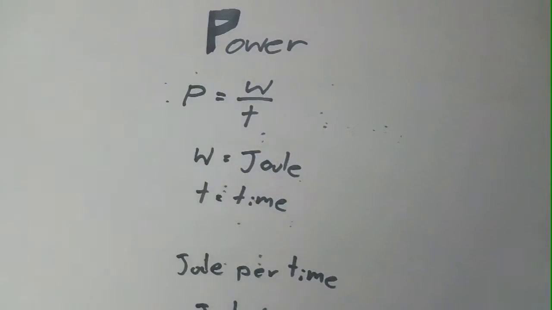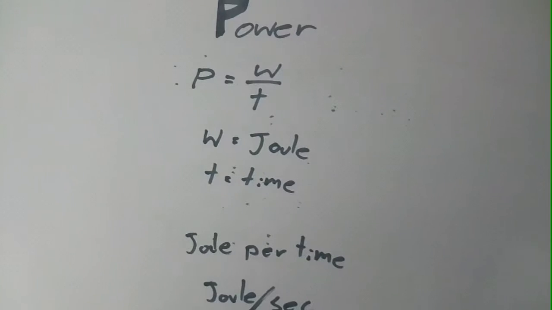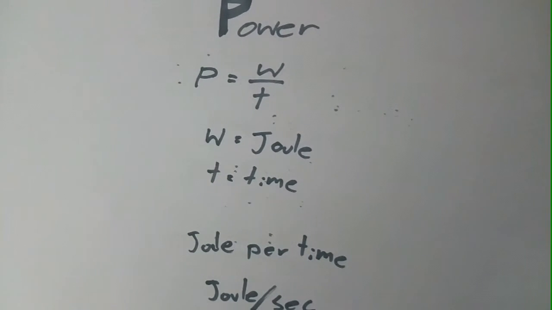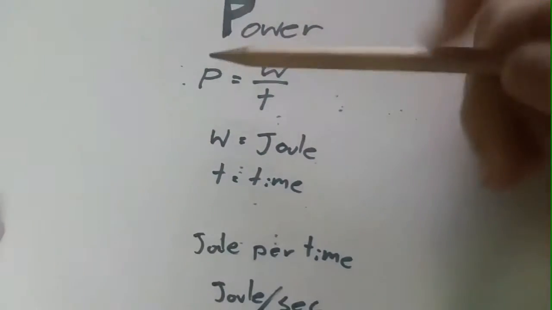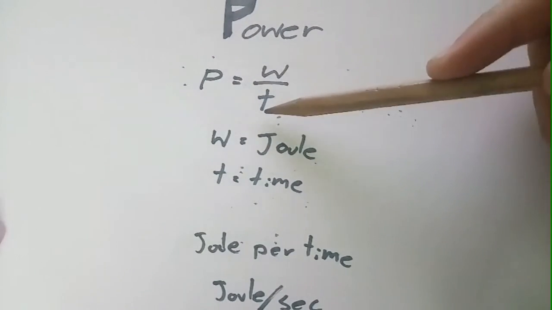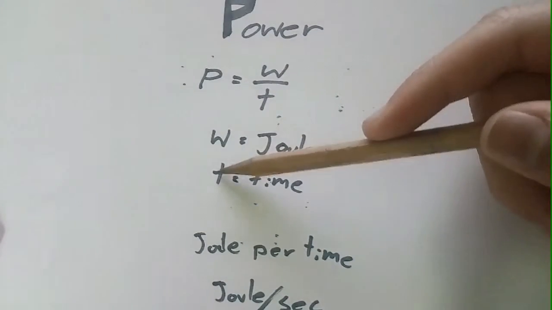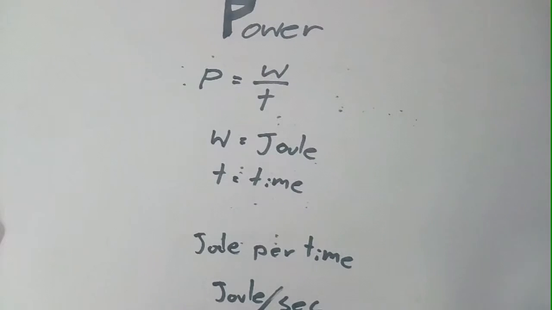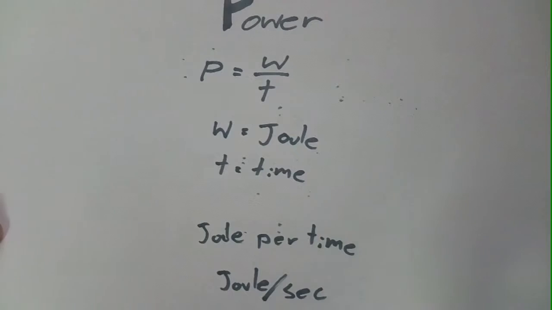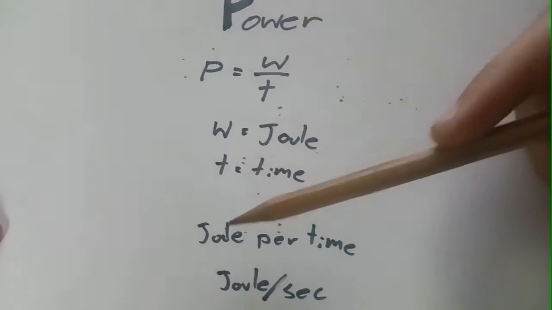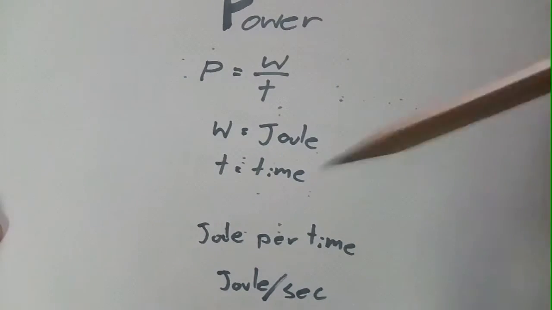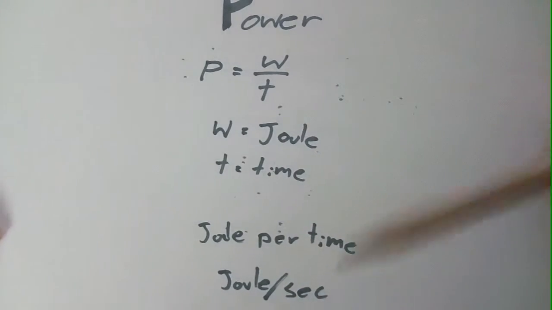Next is power. Power is just how much work can be done in a unit time. We can calculate power by the equation P equals W over T. W is work in joules and T is time, minutes, hours, seconds, whatever you want. And the unit of power is joule per time, mostly joule per second.